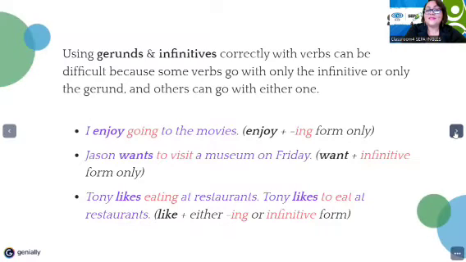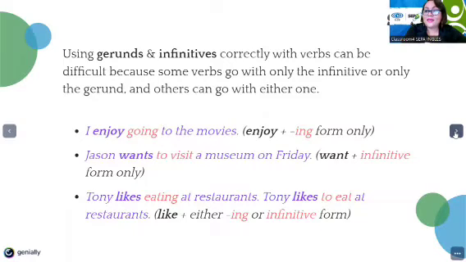Using gerunds and infinitives correctly with verbs can be difficult because some verbs go with only the infinitive or only the gerund, and others can go with either one.